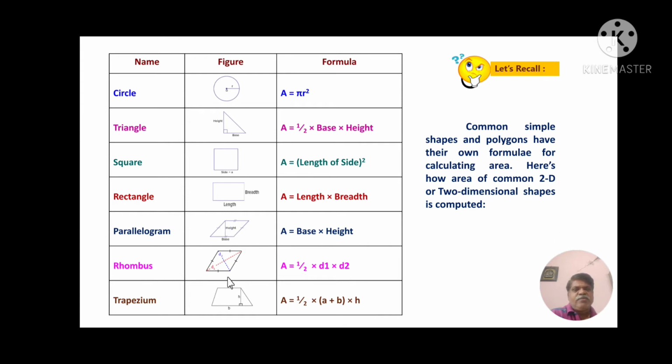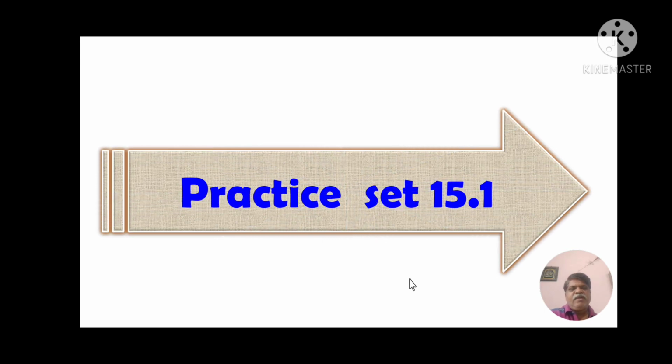Next is rhombus, whose area is equal to half into the product of the two diagonals, d1 into d2. And the last one is trapezium, whose area is given as half into the sum of the parallel sides a and b into height. So friends, now let us see practice set 15.1, where there are some problems based on the parallelogram.